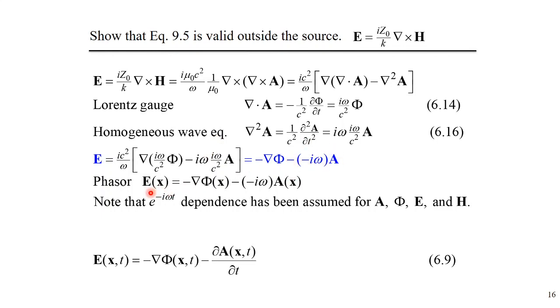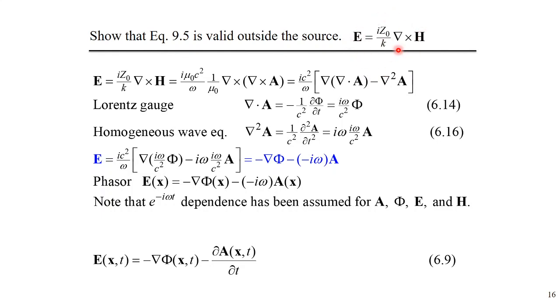Then we can rewrite in terms of phasor E equals minus gradient phi minus I omega A. Note that exponential minus I omega t dependence has been assumed for everything: A, phi, E, H. If we consider time-dependent source, then we take this back: E of x,t equals minus gradient phi minus partial A partial T. So outside the source, we got the homogeneous wave equations, and this one is equivalent to this one.